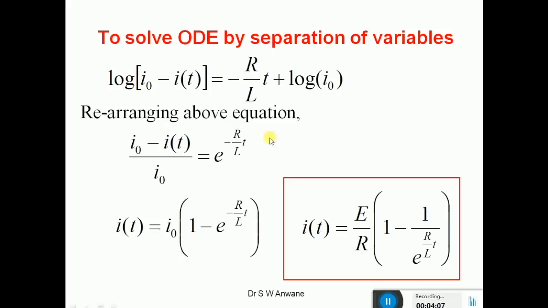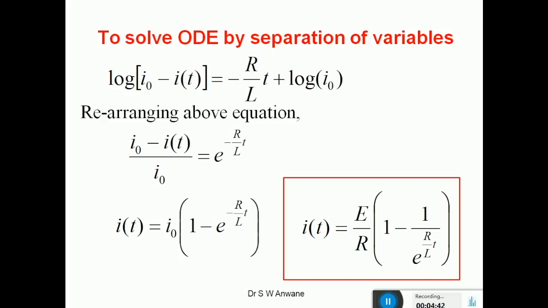Now collecting the terms together, we have log of (I0 minus I(t)) on the left hand side. We can carry this log of I0 to the left hand side and take exponential on both sides. We get (I0 minus I(t)) upon I0 equal to e to the power minus R upon L times t. So just a simple rearrangement will make a complete solution of what we were trying to evaluate, that is the transient current in the circuit.